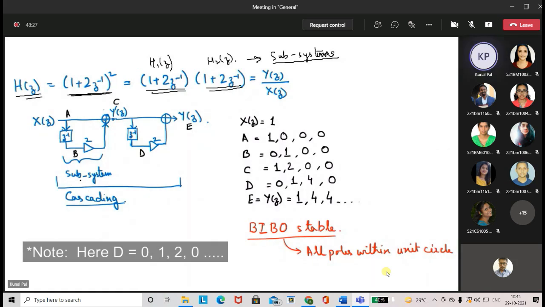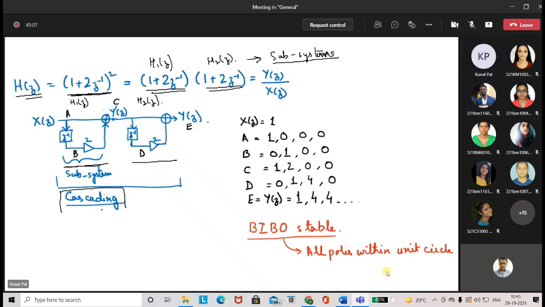This is one subsystem, the first one. We take the output from here and give it to the next subsystem. So the first one is H1(z) and the second one is H2(z). Now, if you are implementing using this kind of architecture, then it is called the cascading method.